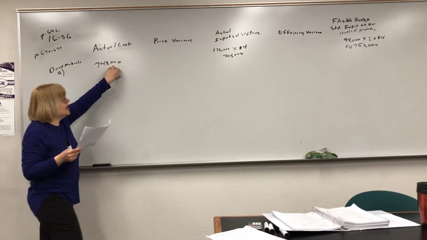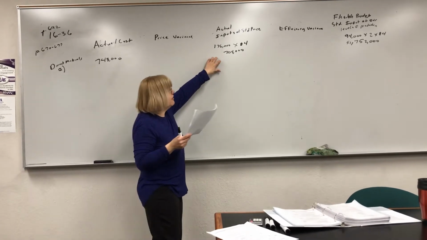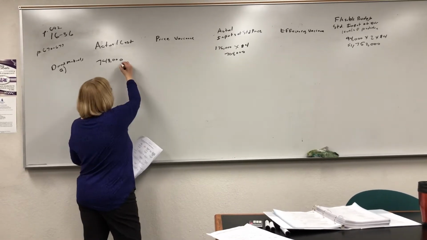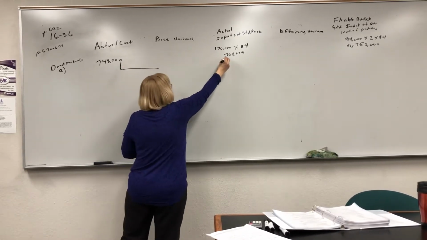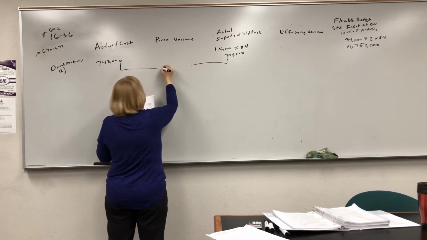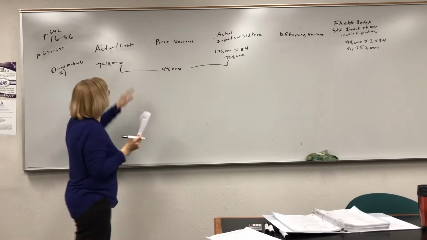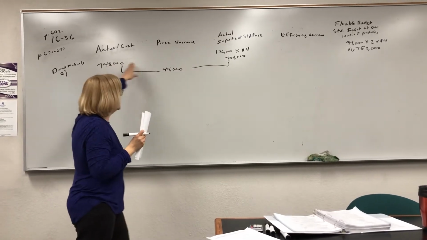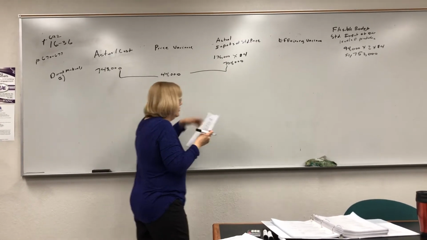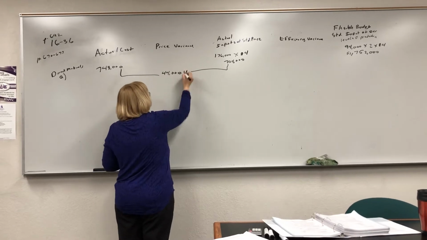Our actual cost was more than our actual inputs at standard price. So since our actual was more here, our price variance was 44,000, the difference between the 748 and the 704, 44,000 unfavorable.